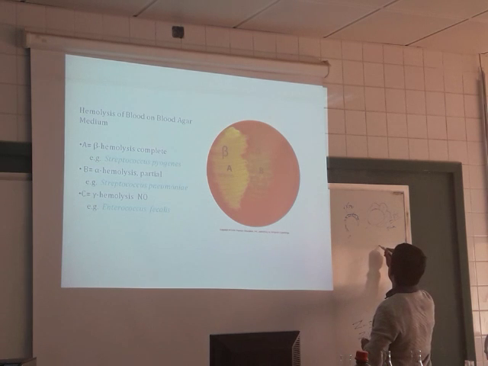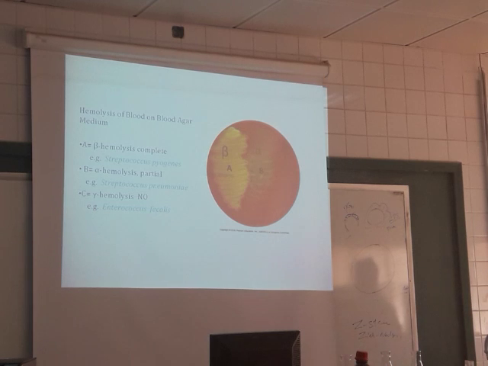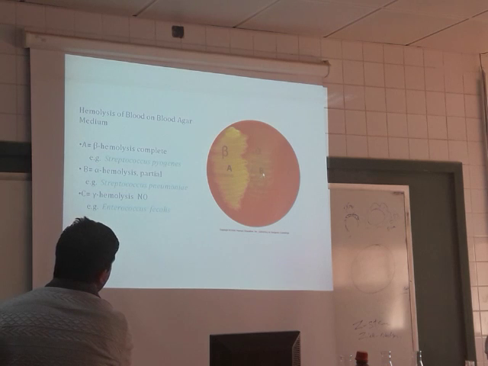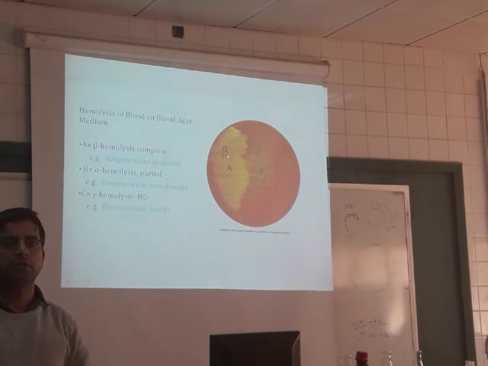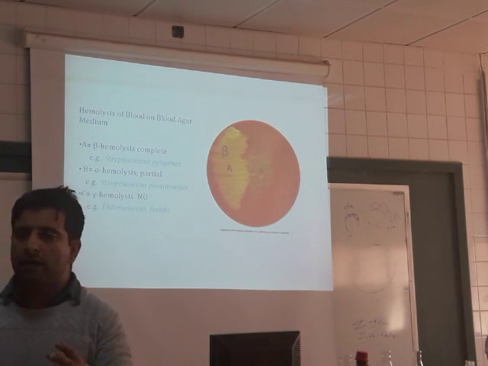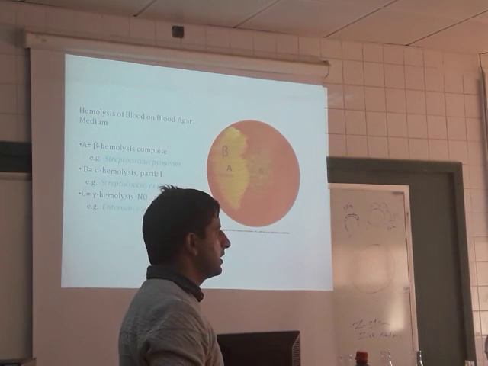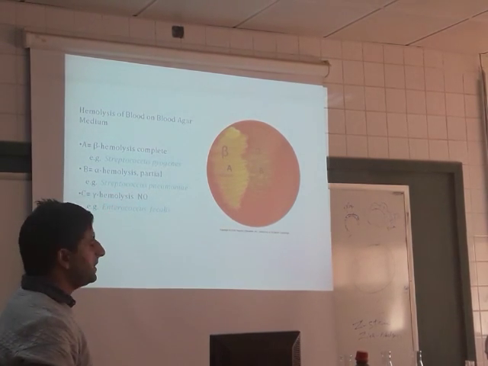What do you see in this picture? I have written A, B, C. This is blood agar, blood colored. I have marked it as A, B, and C. A is called beta hemolysis. Beta hemolysis means those bacteria that completely lyse, break down the RBC cells. Completely breaking down the RBC cells is called beta hemolysis, complete hemolysis.